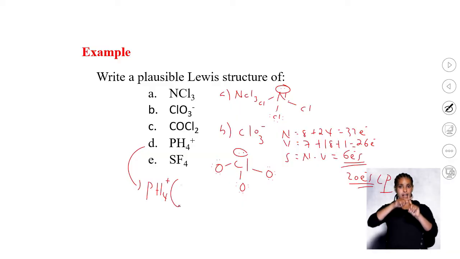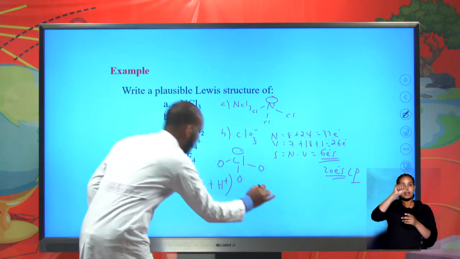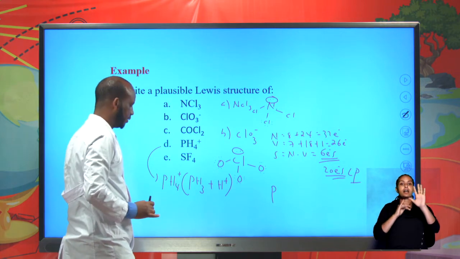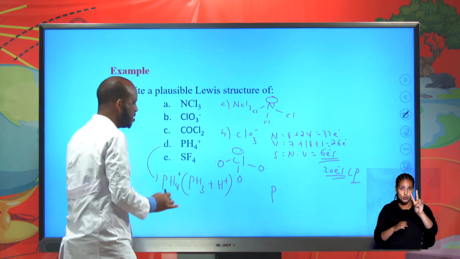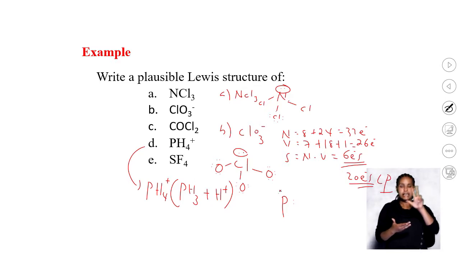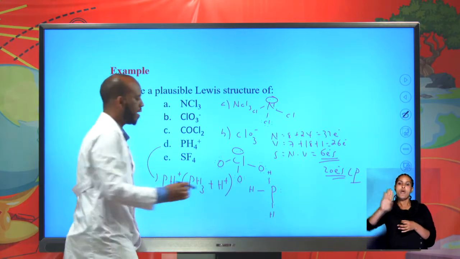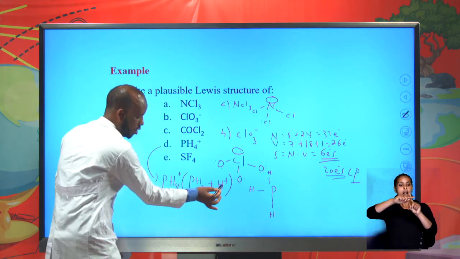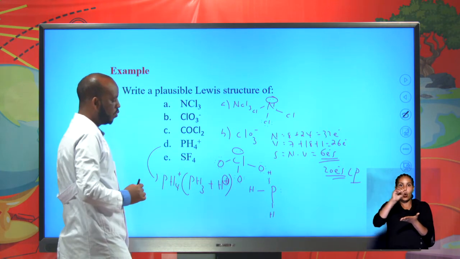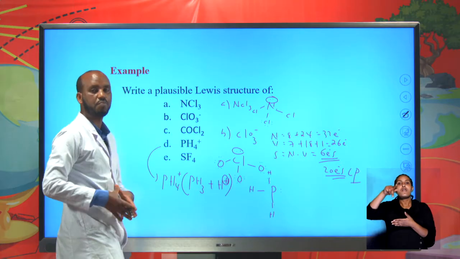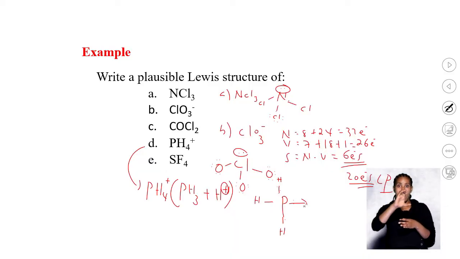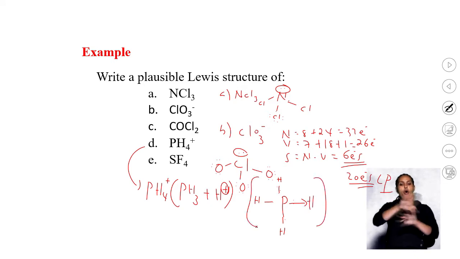PH4 plus. This is the same as PH3 plus H plus. Phosphorus is the central atom. Its valence electrons are 5: 1, 2, 3, 4, 5. It is bonded with three hydrogen atoms. This is a covalent bond formed by sharing of electrons. The H plus, hydrogen, has lost its electron. Now the bond between hydrogen and phosphorus is a dative bond, a coordinate covalent bond. Both bonding electrons come from the phosphorus. This is the Lewis structure of PH4 plus.